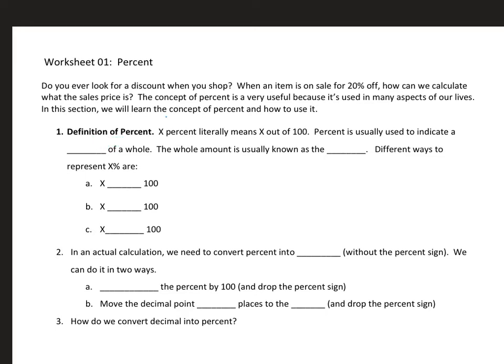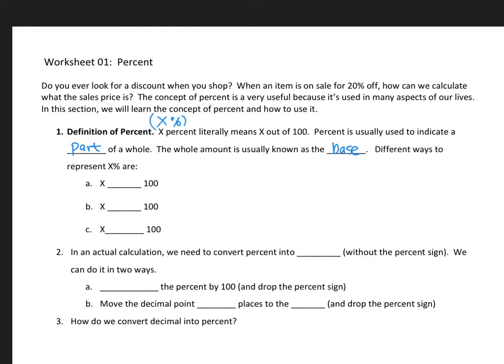X percent literally means X out of 100. So percent means per cent. Cent represents the number 100. So percent means out of 100 or per 100. It is usually used to indicate a part of a whole. The whole amount is usually known as the base. So for percent, 100 is the base amount.